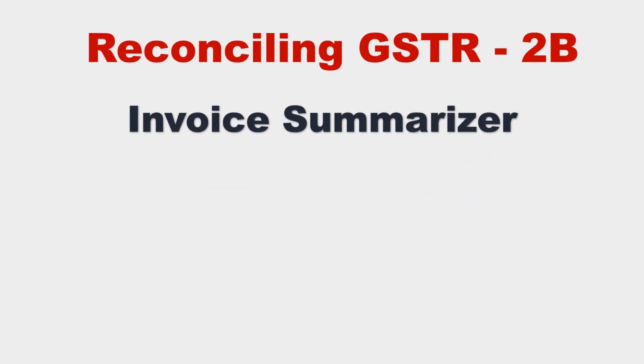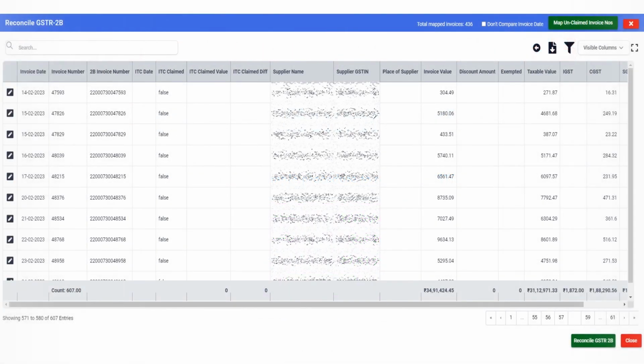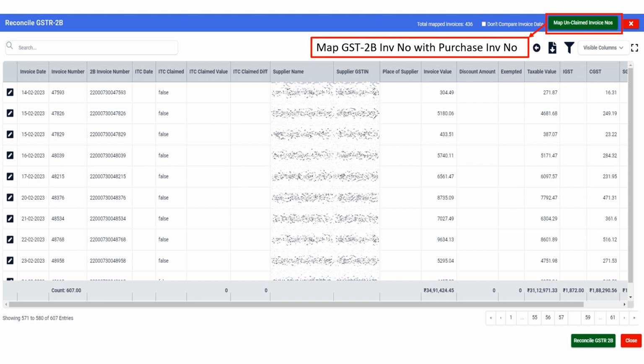Reconciling GSTR-2B. Invoice Summarizer has an efficient and simple procedure to reconcile GSTR-2B with purchases. By clicking a button, the user can map the GSTR-2B invoice number with the purchase invoice number. After mapping, the app will show the total mapped invoices.